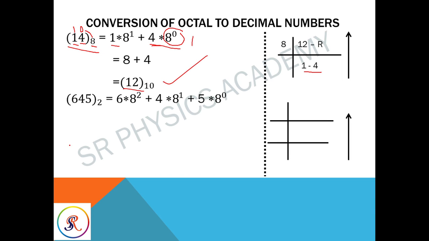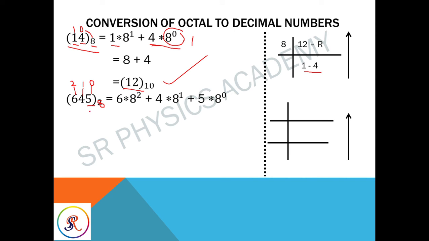Next, let's take a 3-digit example, 645. So again we have written 5. Sorry, here we will get 8, not 2, because this is an octal number. Now in this case, 5 into 8 power 0 plus this 4. What is the power here? 1. This is 0, already we have written. Then again, we know that this is power 2.